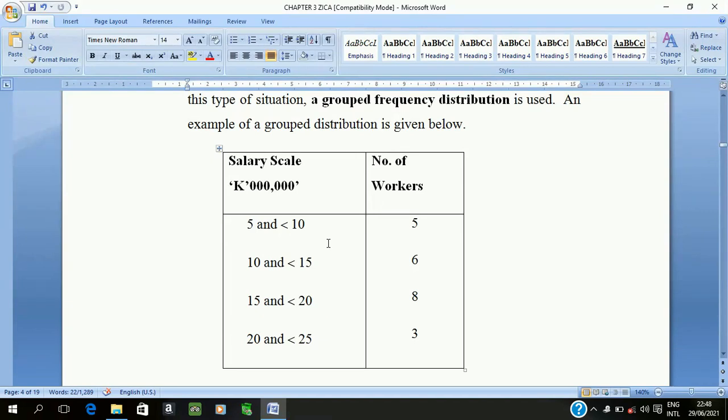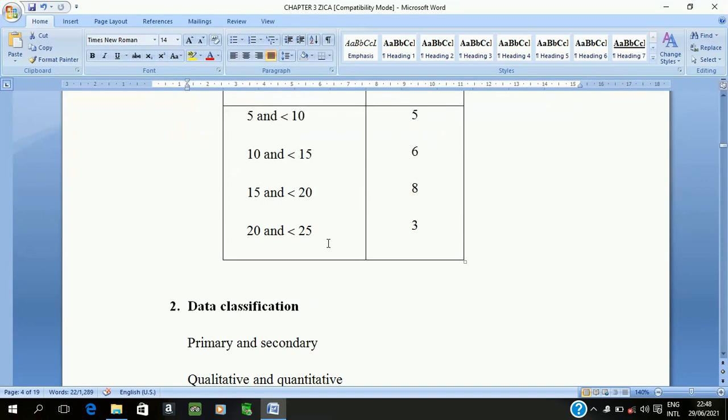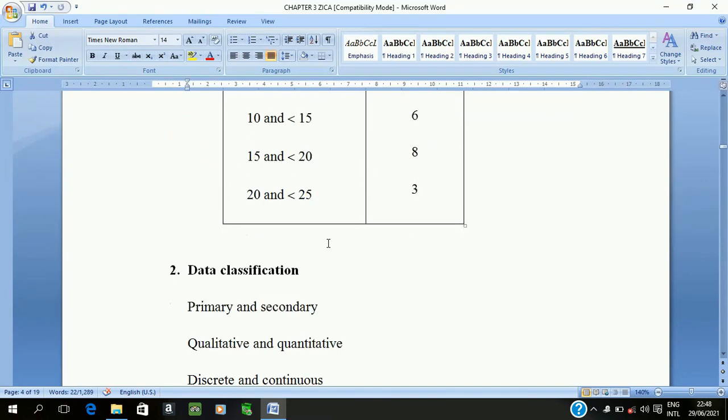For example, 5 to less than 10, 10 to less than 15, 15 to less than 20, 20 to less than 25. And then you count all the values that are falling in that particular class. So for example, all values between 5 and 10, you count them. If they are 5, then you're going to have 5 like that. This is just an example of a grouped frequency distribution.